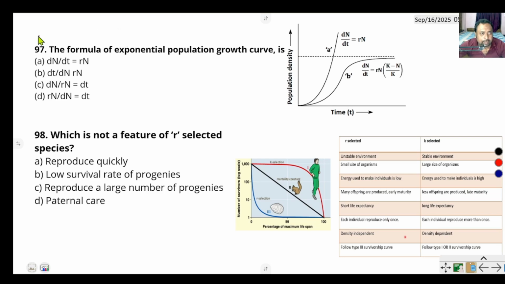Next question, 97. The formula of the exponential growth curve. This is the exponential growth curve, or J-shaped growth curve. This is the sigmoidal growth curve, or S-shaped growth curve, also called the logistic growth curve.